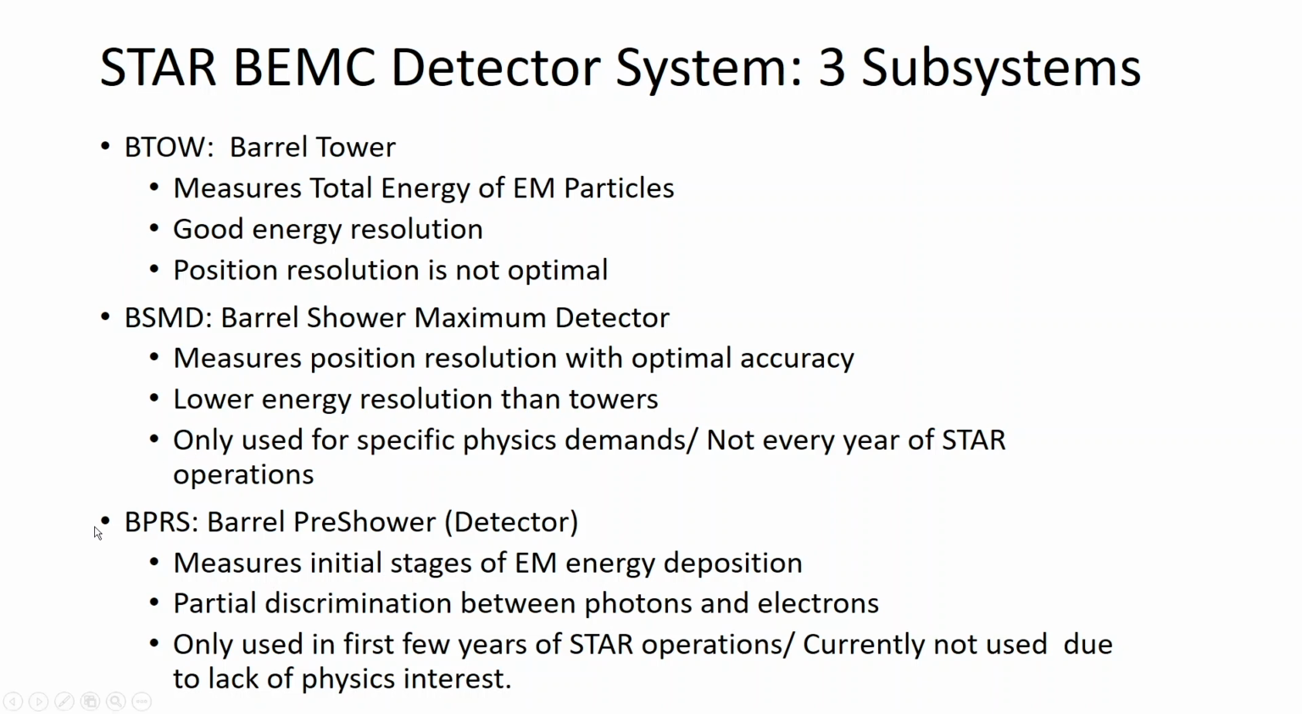Finally, provision was made for a barrel pre-shower detector. This measures the initial stages of the electromagnetic energy deposition, which gives partial discrimination between photons and electrons. It was only used in the first few years of STAR operations and currently is not used due to lack of physics interest.